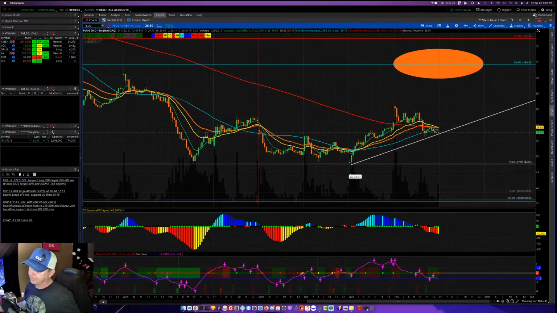So plug support at 24.5 or trend line. Target 32.5, which is 618, with take profit at 30.83, which is 50% retracement. All right, that's it for me.